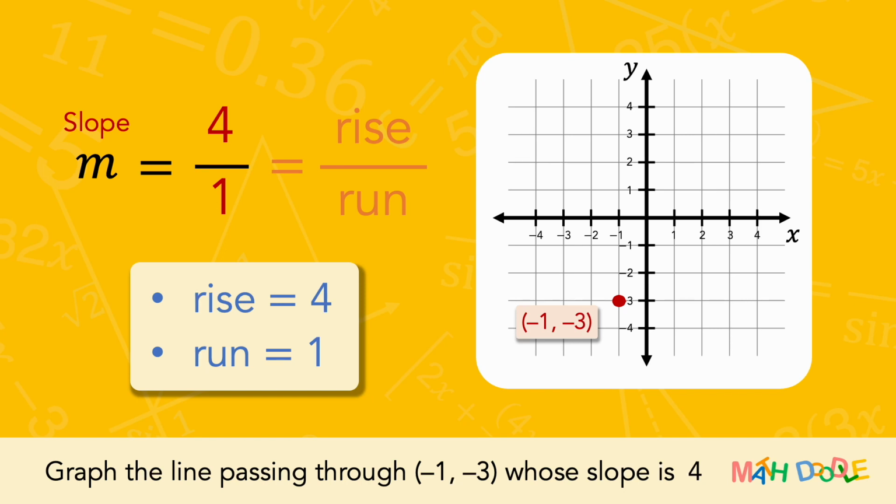Now, let's count the rise and run in a coordinate system, starting at the point -1, -3. Up 4 units, and then right 1 unit. Then, let's draw a line through these points and put arrows on both ends of the line. And this is the line passing through -1, -3, whose slope is 4.